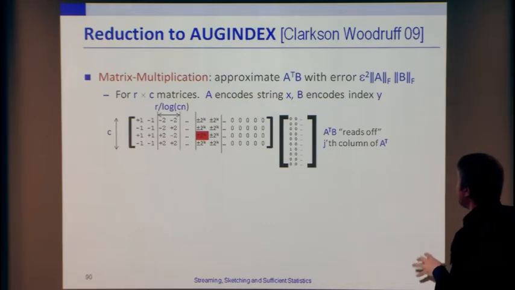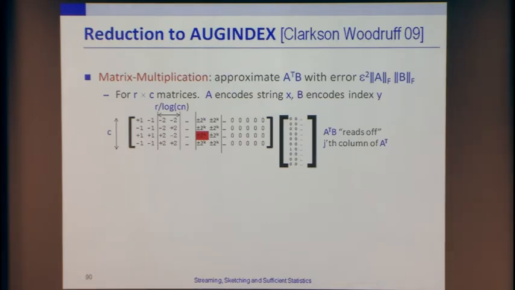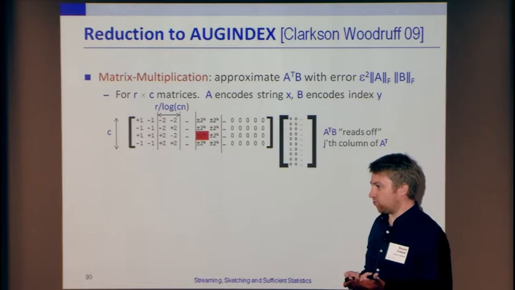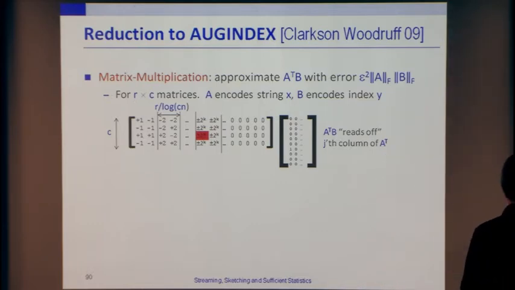I won't say much about other reductions. I want to wrap things up now. So here's a quick high-level overview of another reduction that we can do to augmented index, for the problem of matrix multiplication. Again, we've seen matrix multiplication algorithms that have space proportional to 1 over epsilon squared. Again, could we do better? Could we have a dependency that looked more like 1 over epsilon?